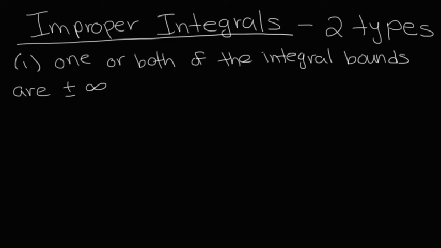Type 1 is that one or both of the integral bounds are plus or minus infinity. For example, the integral from 1 to infinity of x e to the negative x. What makes it improper is the infinity at the top.